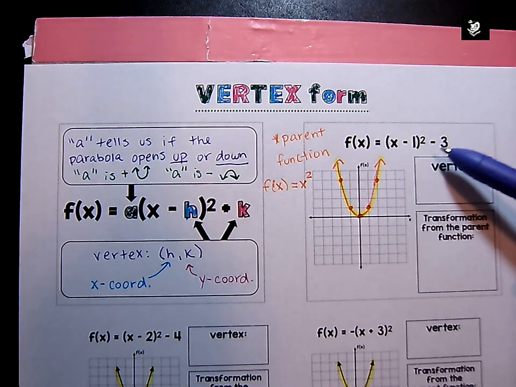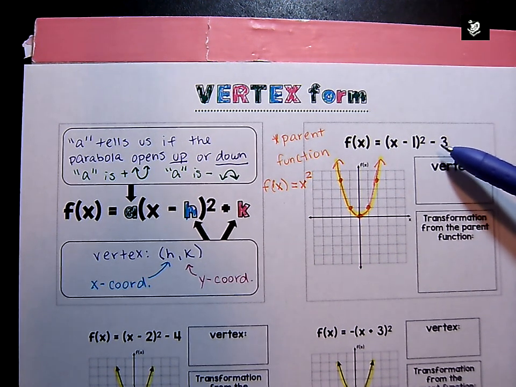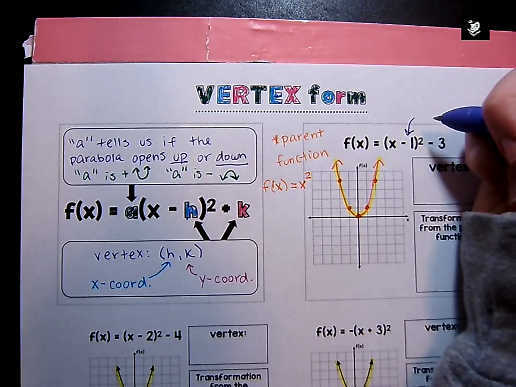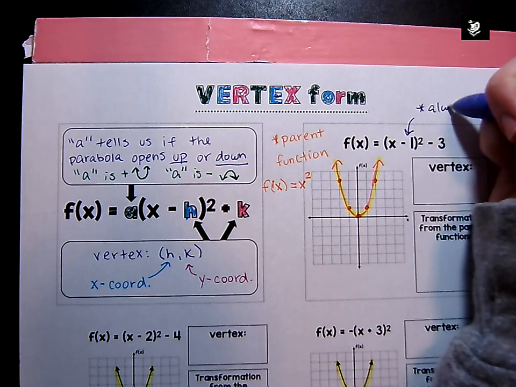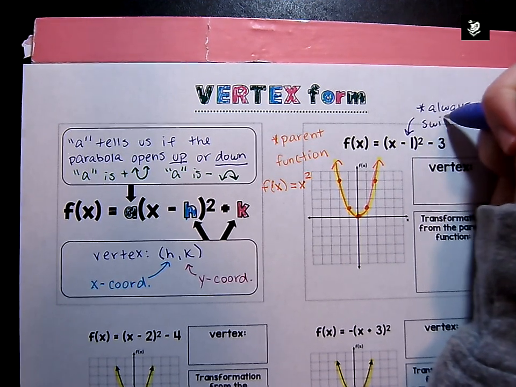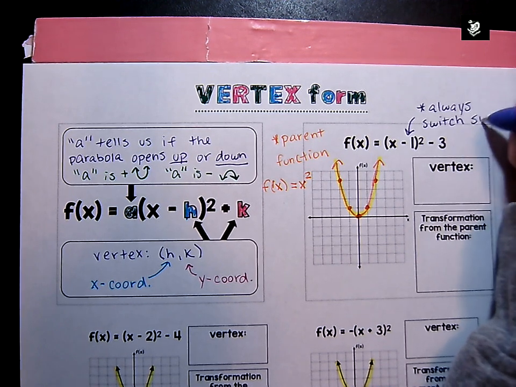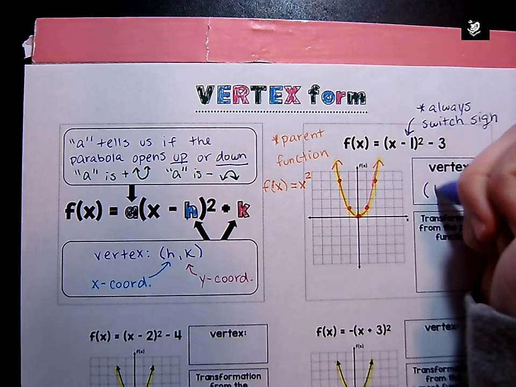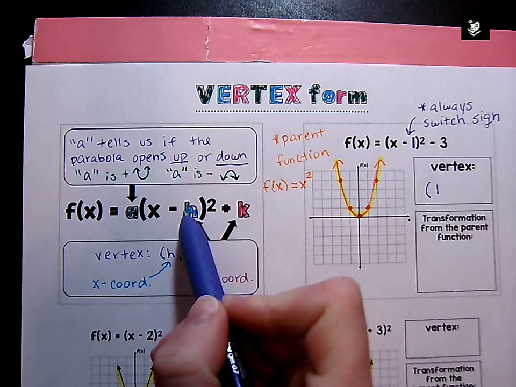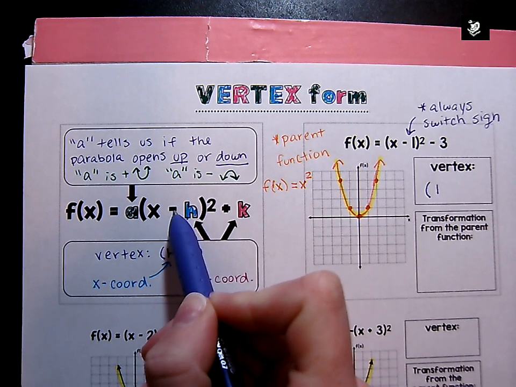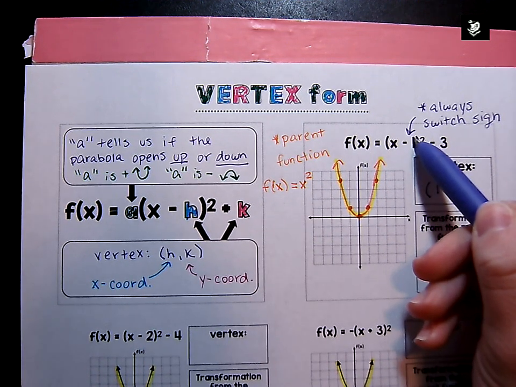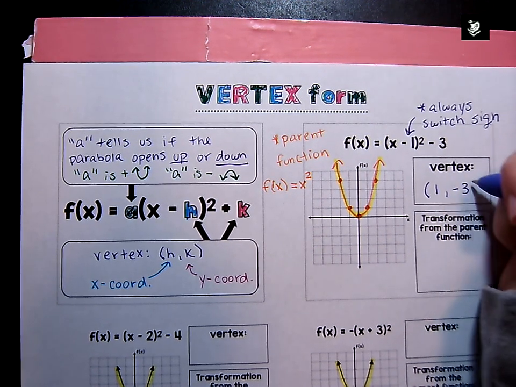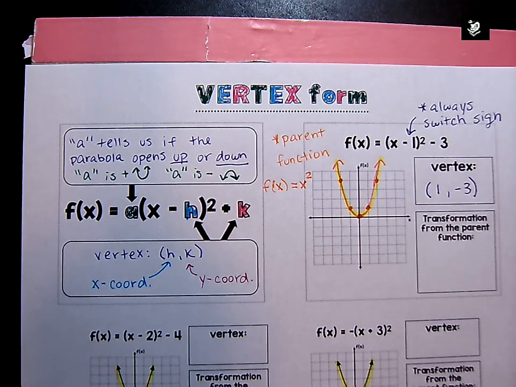So looking at my function, I need to figure out what my vertex is, what my h, k is. So whenever you're finding the vertex, you're always going to take the h and you're going to switch the sign. So instead of a -1, it's really a +1 because h is just that number. It doesn't include this minus sign. So by itself, this is just a 1. So I'm switching the sign. And then I'm going to keep the sign for my y-coordinate. So my new vertex is going to be 1, negative 3.